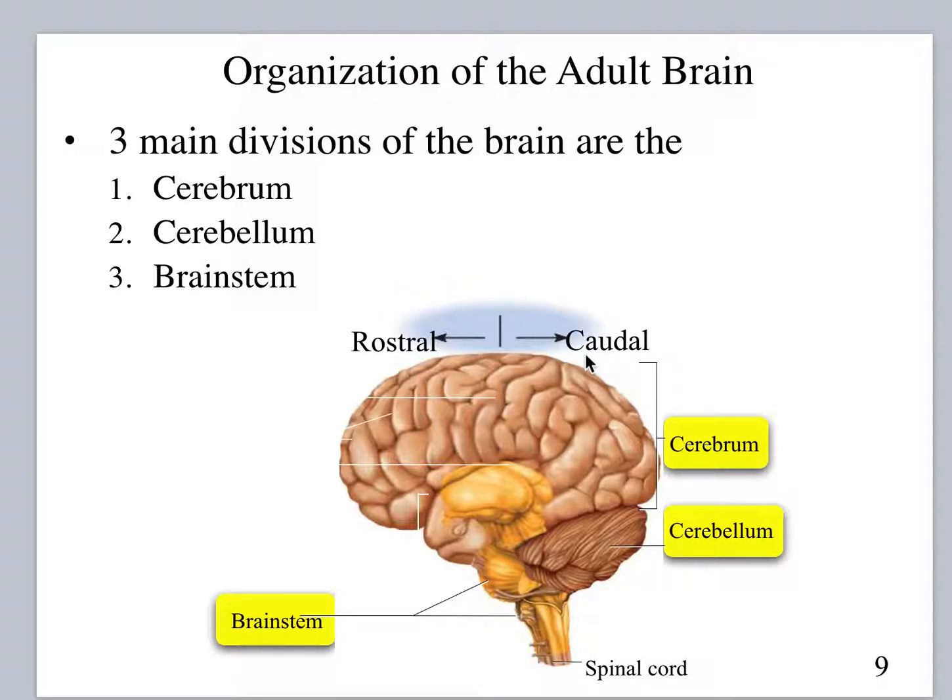In the adult brain, there's three main divisions. There's the cerebrum, which is the largest part. There's the cerebellum, and there's the brainstem. Those are three areas of the human adult brain. We'll discuss each of those.